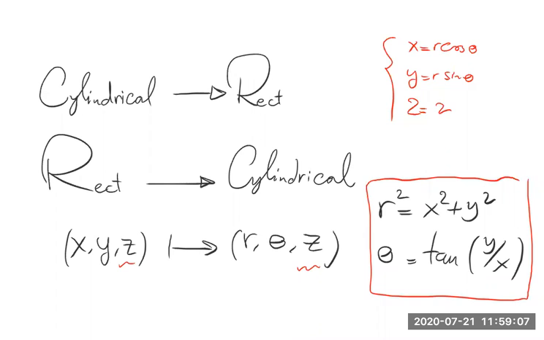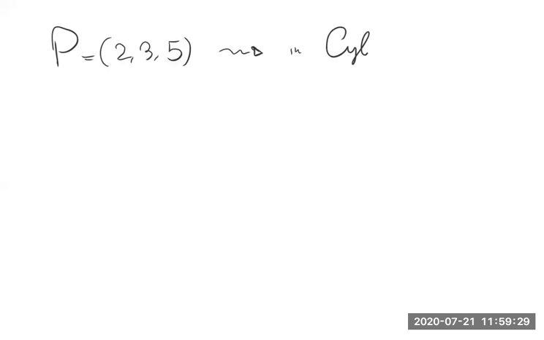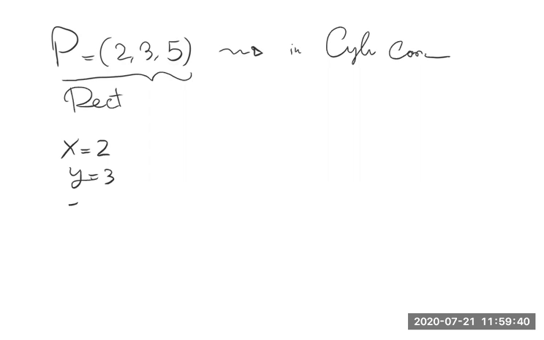So, let's look at an example. Suppose a point is given in rectangular coordinates. Suppose I have a point P, (2, 3, 5). I want to find the coordinates of P in the cylindrical coordinate system. Suppose this is given in the rectangular coordinate system, as x, y, z. So x is 2, y is 3, z is 5. I want to see what r, theta, and z are.